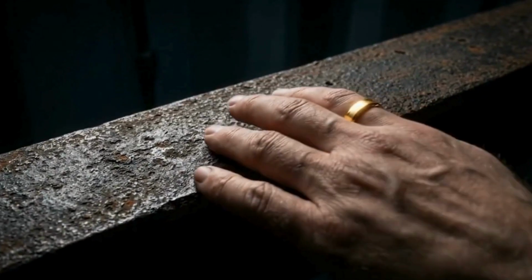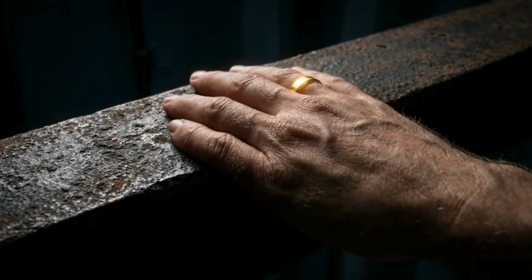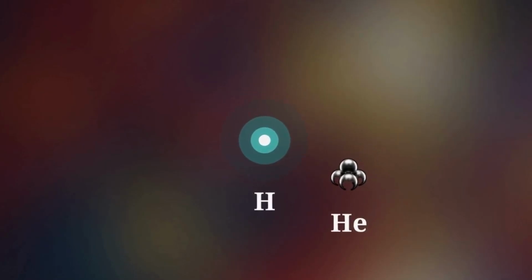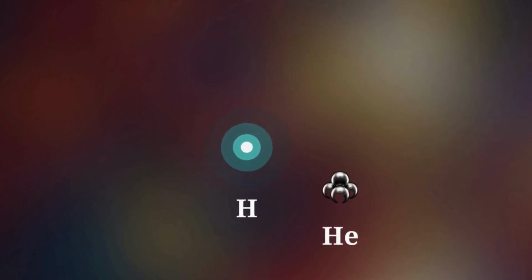Look at the heavy, intricate materials surrounding you right now. The iron pumping through your veins, the gold resting on your finger. Yet, if we rewind to the moments immediately following the Big Bang, none of this existed. The early universe was a vast, empty expanse, comprised almost entirely of two simple gases, hydrogen and helium.